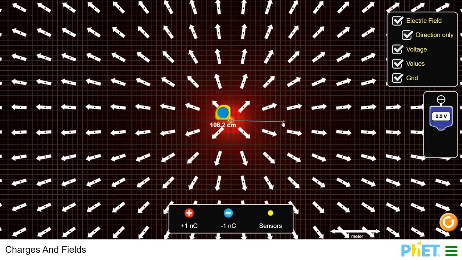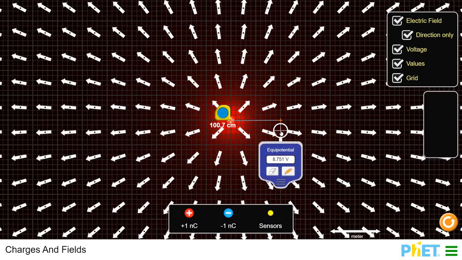We will have 100 centimeters, or hopefully we get 100. If not, okay. We are going to use 100.7 centimeters, or 1.007 meters. So the voltage, or the electric potential, now is equal to 8.986 volts.